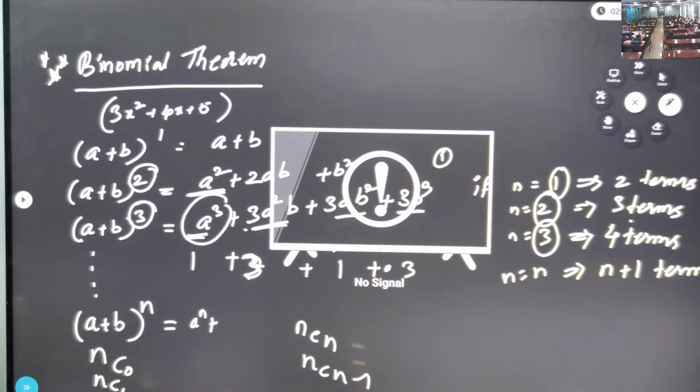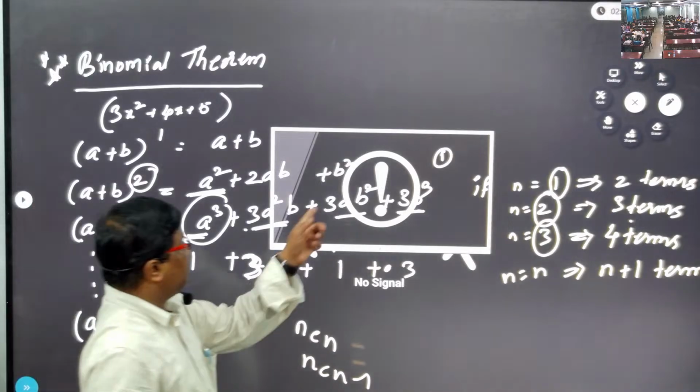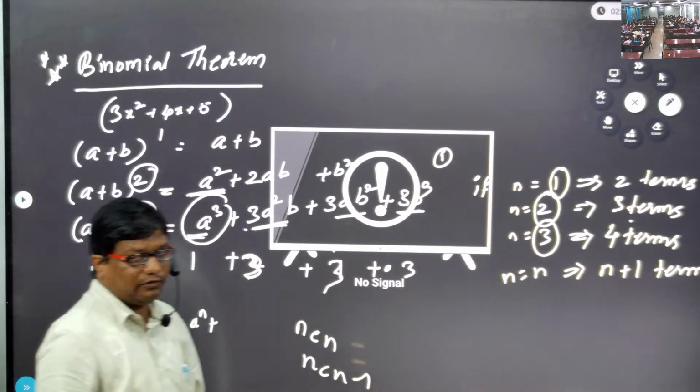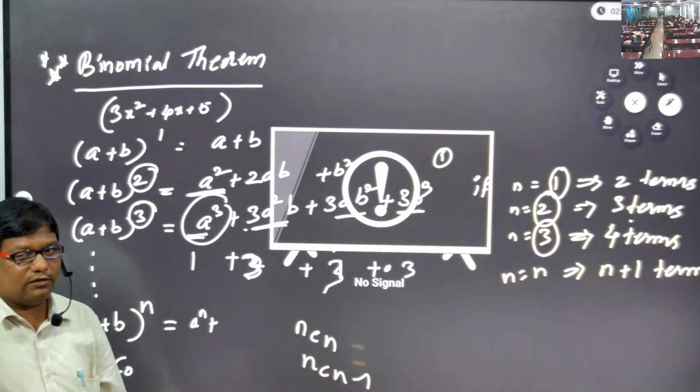3C2. But is it 6 or something else? 3C2 value is 3. Next, 3C3.